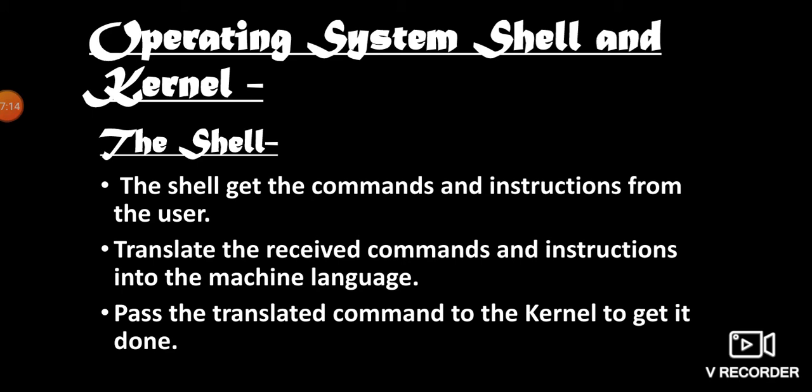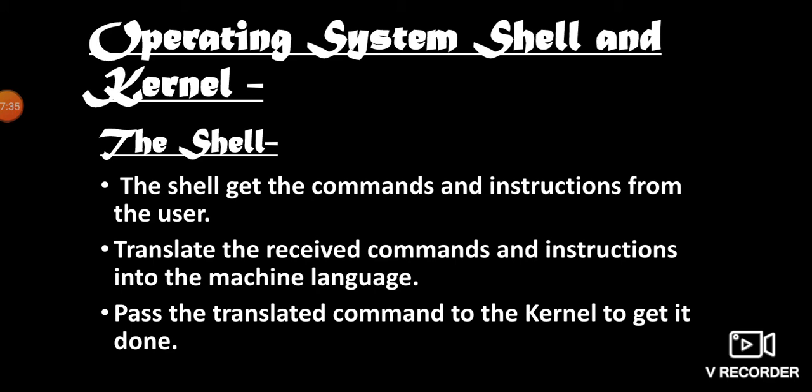It will convert that instruction into machine code and pass the translated command to the kernel to get it done. Now the shell's job is done. Now the kernel will handle the input output operation, and this request is sent to the kernel.